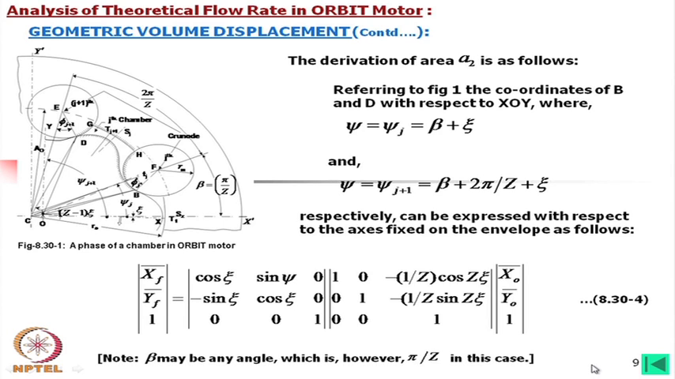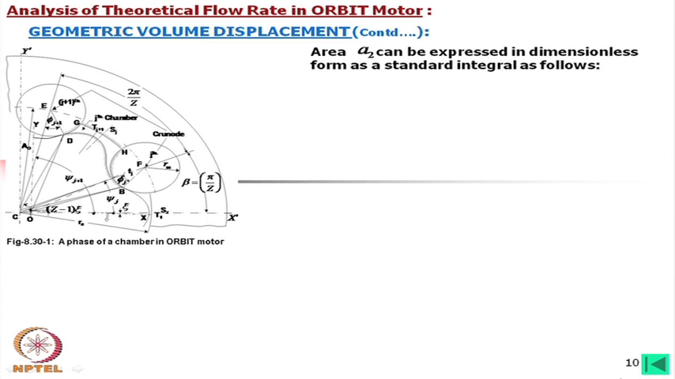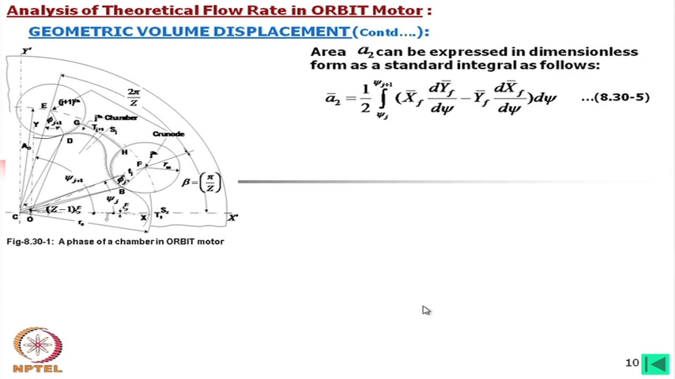Next, here I have mentioned this beta may be pi by z or any other angle. We only have to take care of the proper geometry. Now, next we will express the A2 in the dimensional, non-dimensional form. Now, from this epitrochoidal geometry, it can be shown that this integration will give us this area A2.